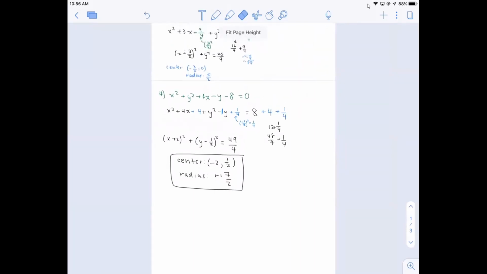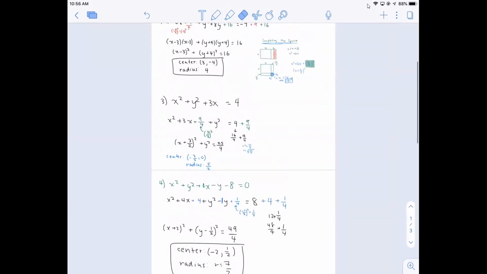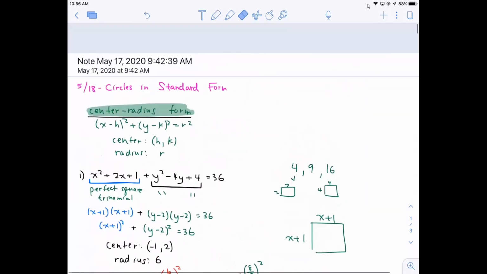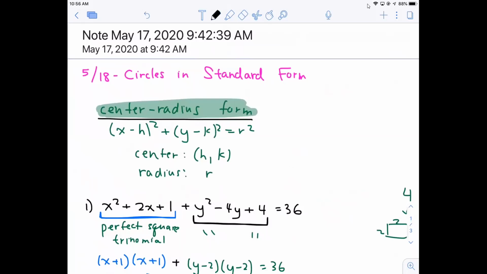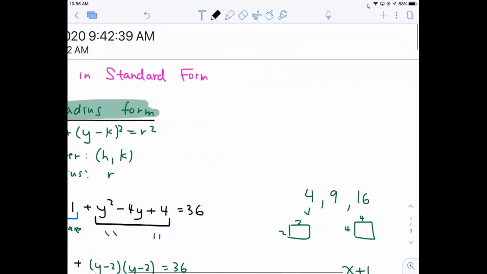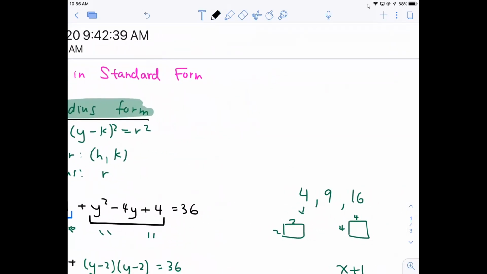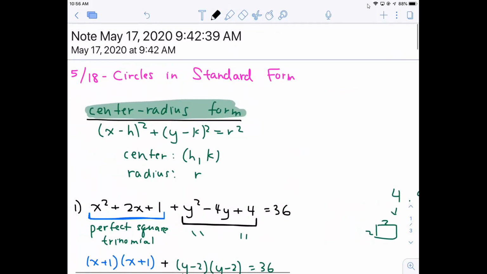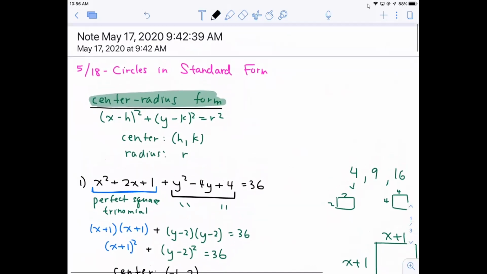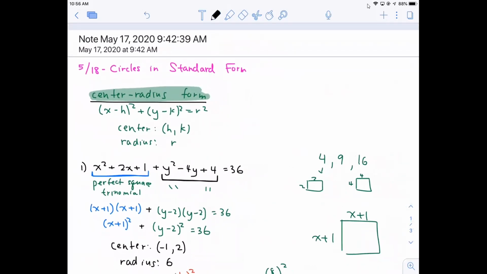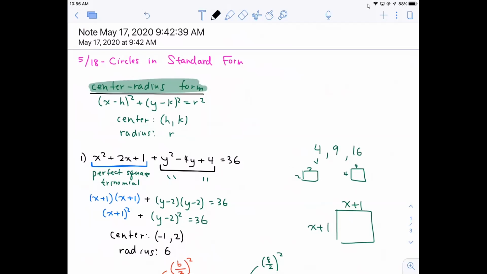So yeah, that's going to be it for today. I didn't want to give you spoilers in the title, but the real title of this should have been Circles in Standard Form. Actually, never mind. I was going to add, like, by completing the square, but that doesn't make sense. It should really say getting circles in standard form into center-radius form by completing the square.